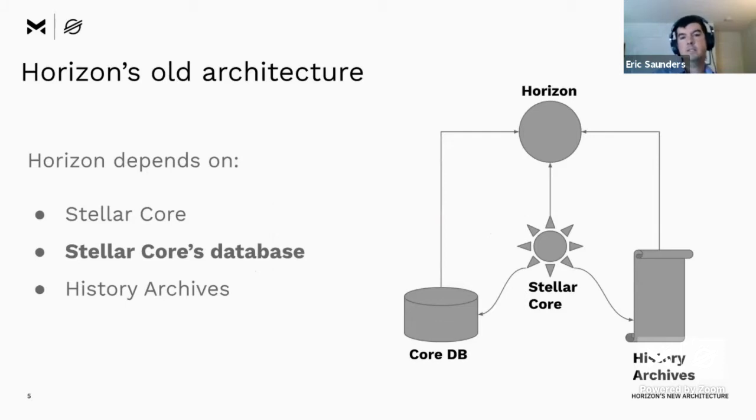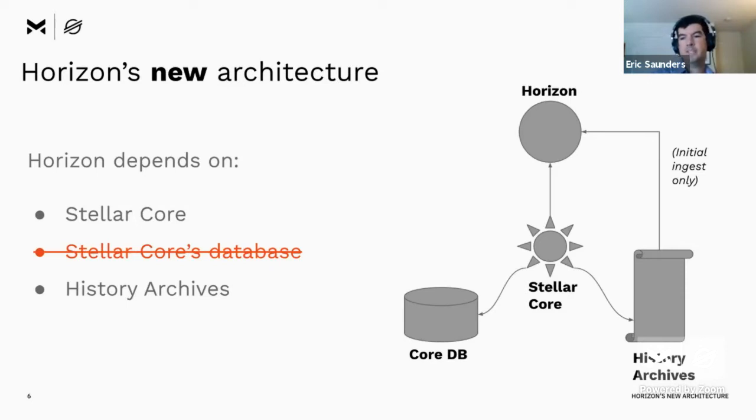So the architecture of Horizon is kind of interesting. Horizon communicates with the Stellar Core. That's sort of obvious. It needs Stellar Core to know what's going on. It also communicates with something called the history archives, which we'll come back to. And then maybe the less obvious part is that Horizon looks at Stellar Core's database as well. It gets information from Stellar Core's database, which is an unusual thing.